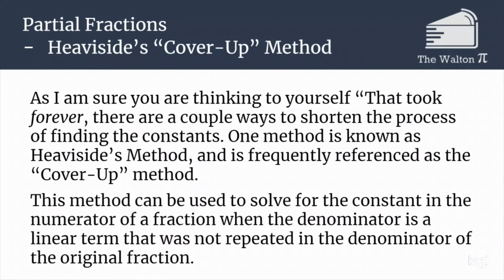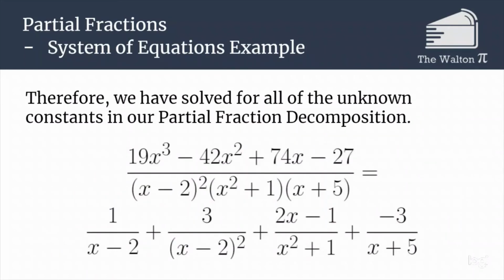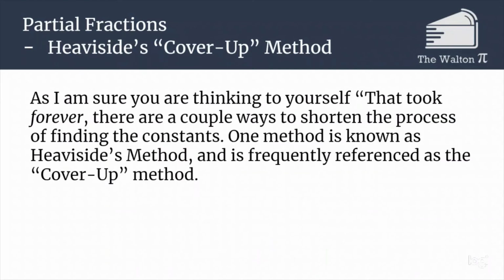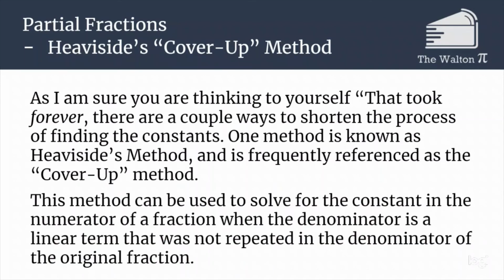This method will work if you are solving for the constant in the numerator of a fraction where the denominator is a linear term. So back here, Heaviside's method will be able to help us solve for the negative 3 over x plus 5. It won't help us solve for the other terms, because the x squared plus 1, that's not a linear term. And then the x minus 2 squared, well, we'll be able to solve for that one, but we won't be able to solve for the 1 over x minus 2, because there's an x minus 2 squared term. So Heaviside's method has some limitations, but it is helpful to be able to shorten the process of the substitution.